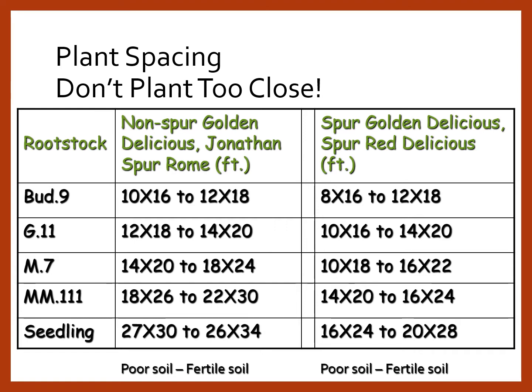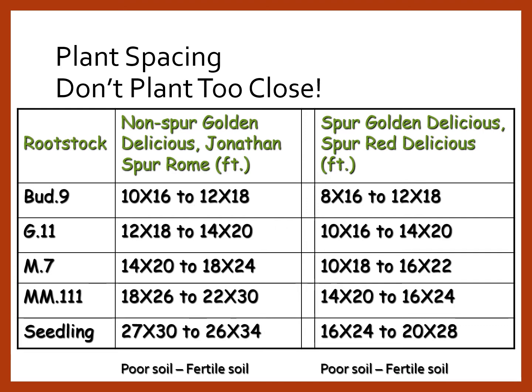So depending on which rootstock you have on your plant, you're going to plant based on that. If the tree's smaller, you can get more of those trees in an acre than if the trees are larger. So Bud 9 there, 10 by 16 to 12 by 18 spacing. And depending on the variety, you may have to space them a little differently. So we also have 8 by 16 or 12 by 18 spacing depending on which variety you use. But if you get anywhere close to these, you're going to be pretty happy with the spacing. Those are for Bud 9, and then you get larger spacing based on growing a larger tree.